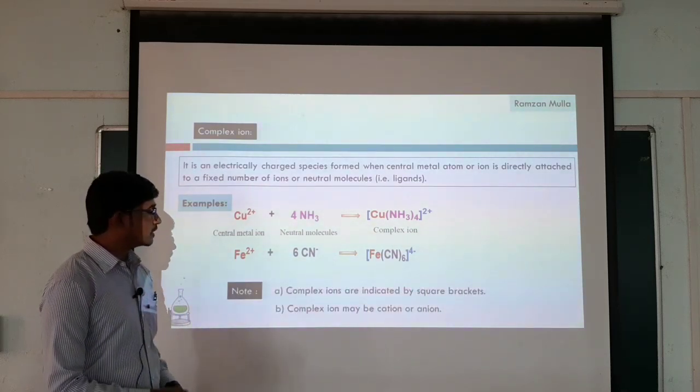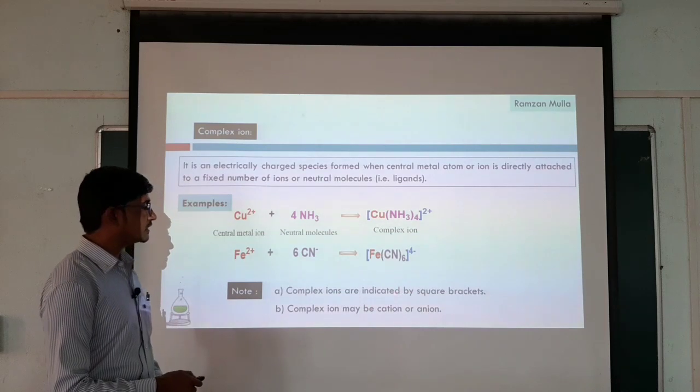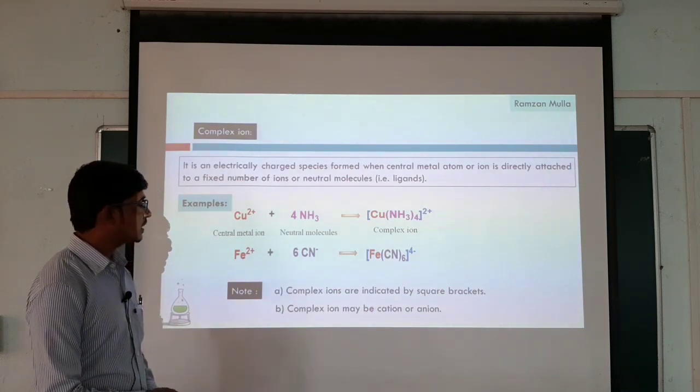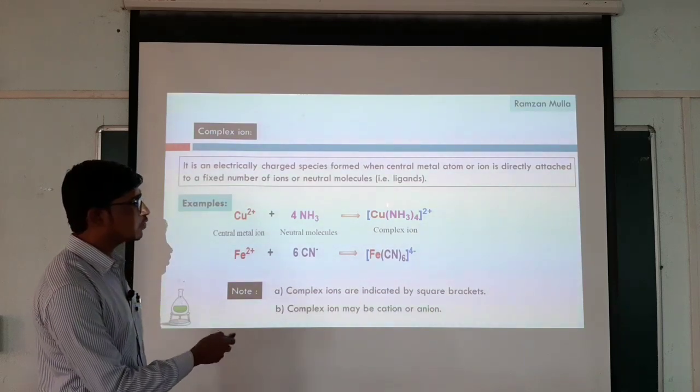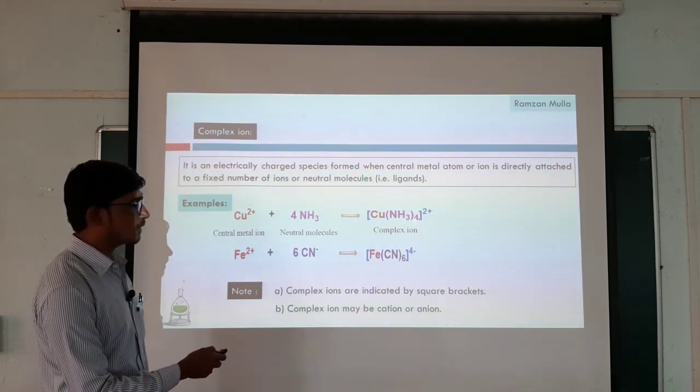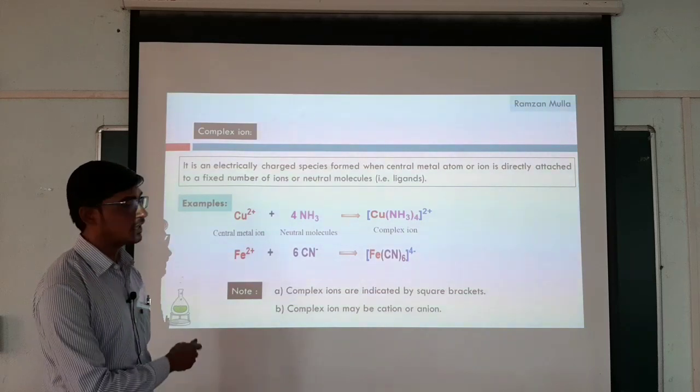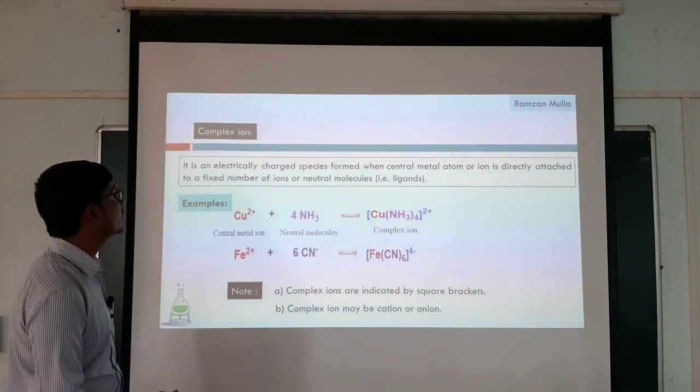Next one is, remember this, complex ions are always indicated by square brackets, and a complex ion may be a cation or an anion. Here we have two complexes. One is a cationic complex and one more is an anionic complex. This is all about complex ion.